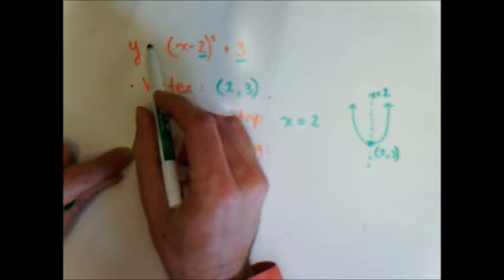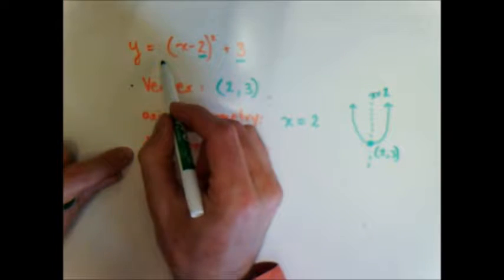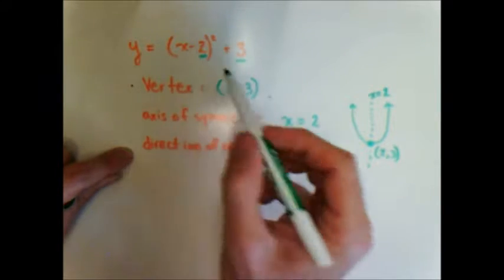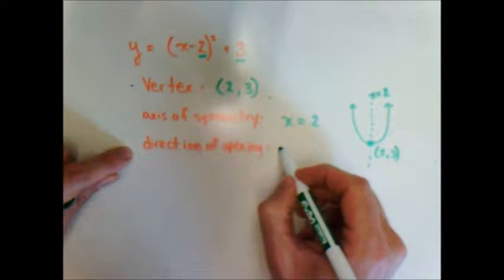Direction of opening, I look in front of my brackets here, my squared binomial. Coefficient a is positive, it's positive 1, so this opens up.